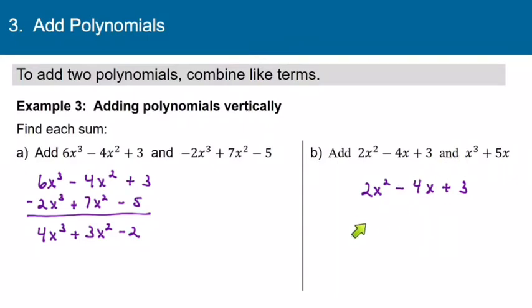Now if we line these up vertically, notice that there is nowhere to put x to the third, so I'm going to put it out here to the left of the x squared column. And then the 5x is like this term, so I'm going to put 5x under that term. And see, the point is to line up all of your like terms, and then we can add. We'll have x to the third plus 2x squared, and then we have minus 4x plus 5x. That's going to add up to positive 1x, and then we have our constant plus 3.